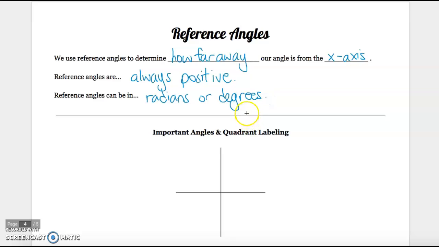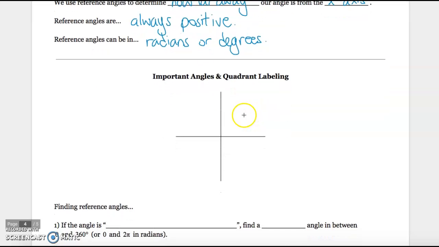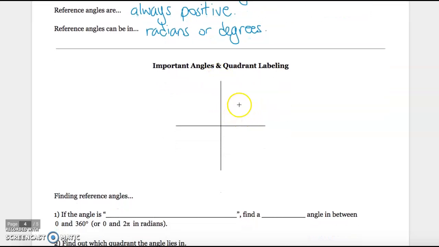Okay, there are going to be some important angles that are going to be helpful for you to know, as well as we'll identify what the quadrants of our graph are for each of the reference angles.